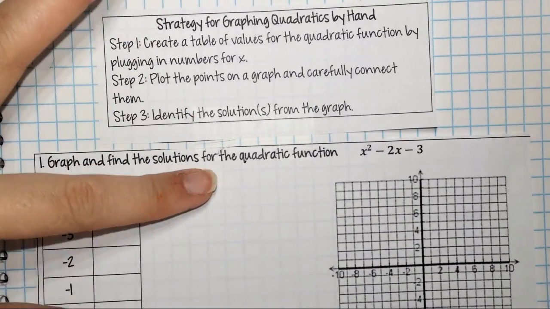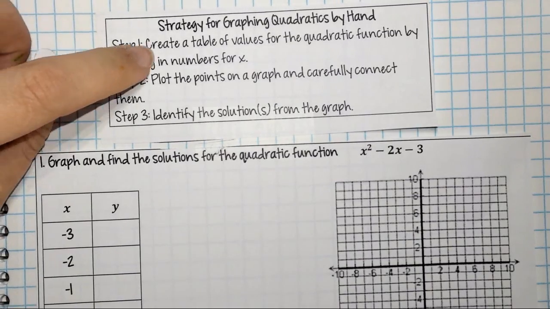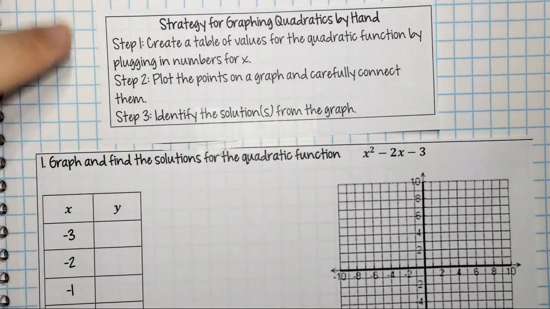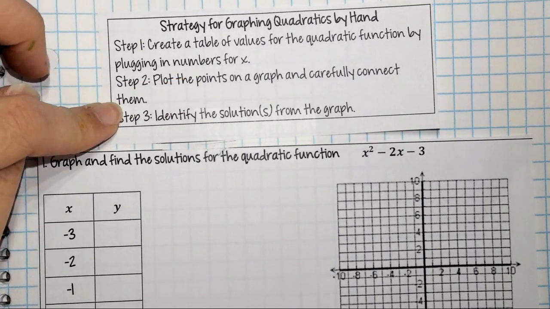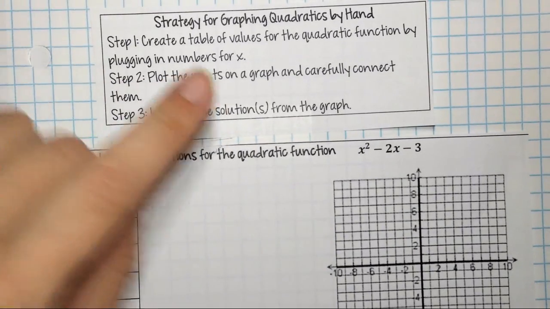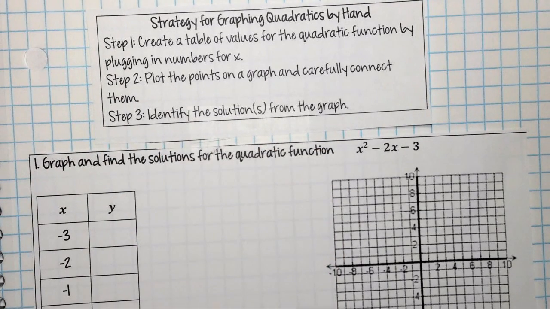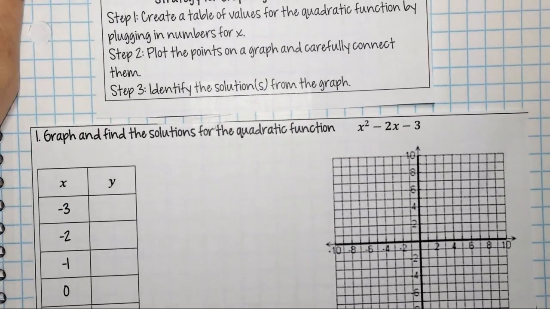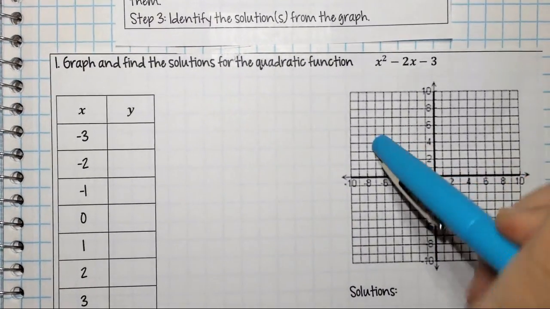Alright, so these are some steps that you can graph the quadratics by hand. It says create a table of values for the quadratic function by plugging in numbers for x, plot the points on the graph and carefully connect them, identify the solutions from the graph. And how would we know what the solutions are? When y equals 0. Good, take a point. Or when the graph crosses what? The x-axis. Good.